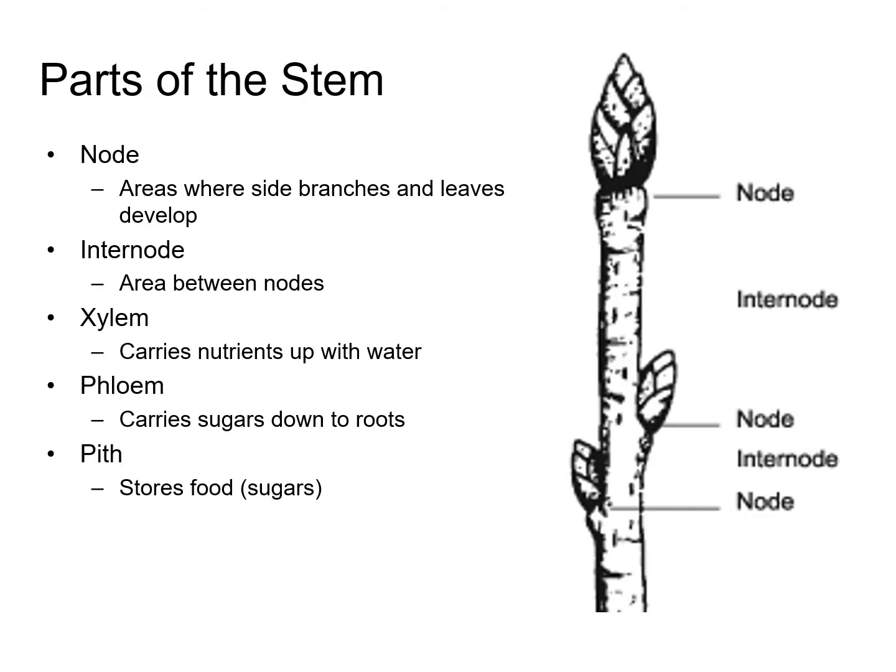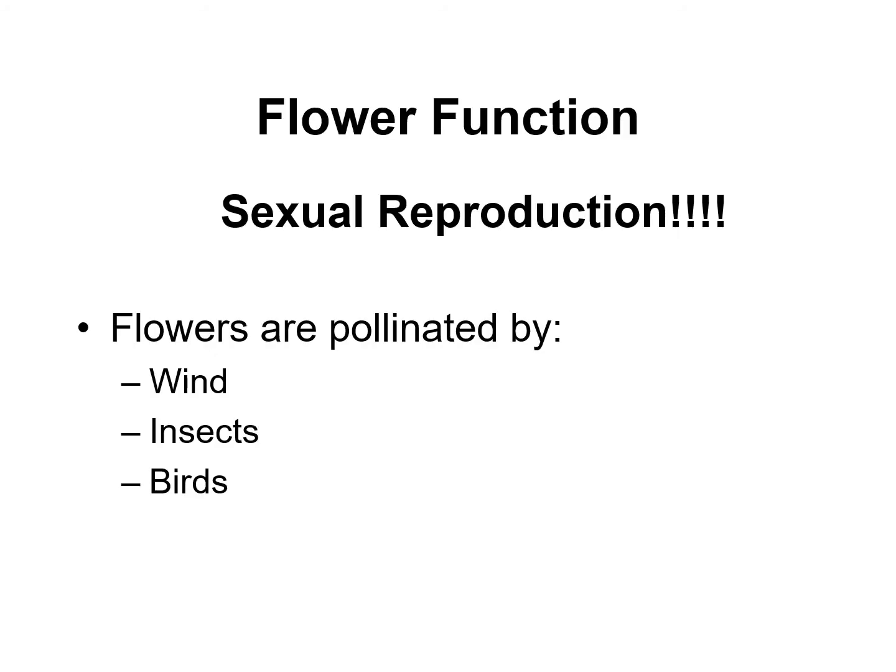The stem has several different parts. You have the nodes, which are basically the places where you have the growth of branches and leaves. Then you have the internode, which is the space in between them. Xylem is dead tissue that carries up water and nutrients, and phloem is living tissue that carries sugars down to the roots. You also have some piths, which are basically places where the plant stores sugars that don't necessarily have to get all the way down from the roots.